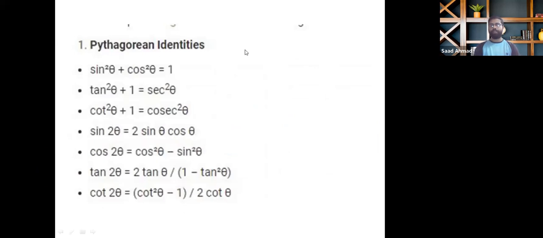Okay, there are some important identities that are very famous in trigonometry. The first one is the Pythagorean identity. It says sine squared plus cos squared is equal to 1. Okay, so now let me explain how.